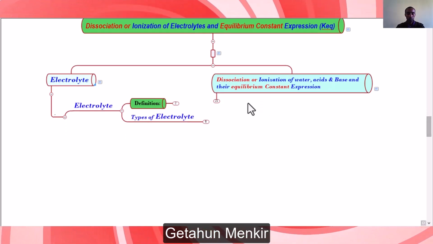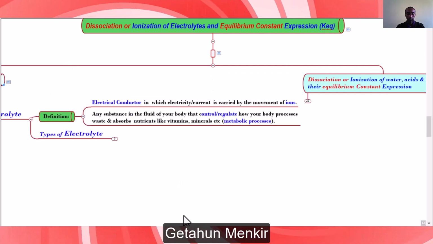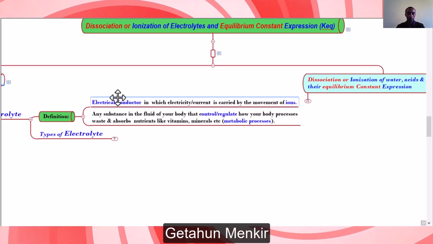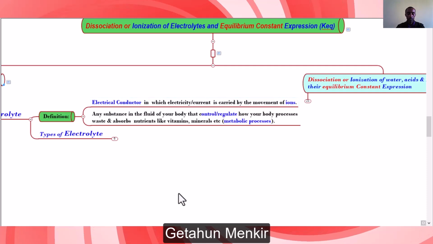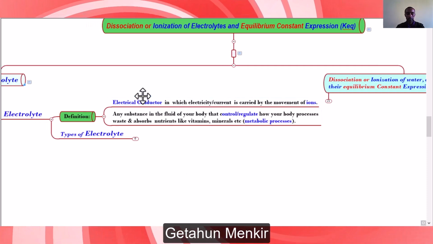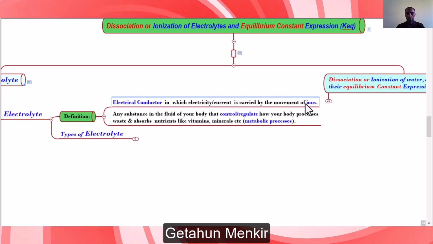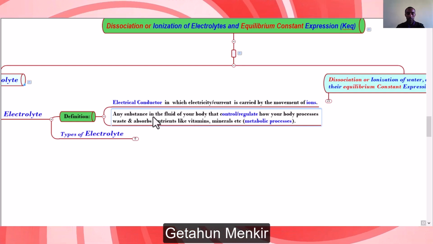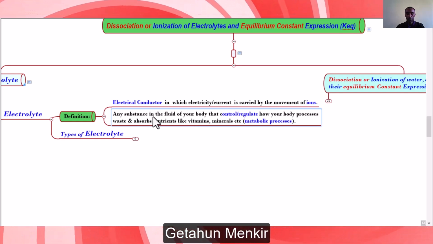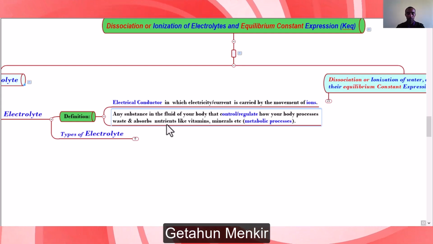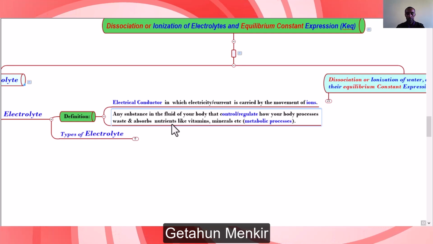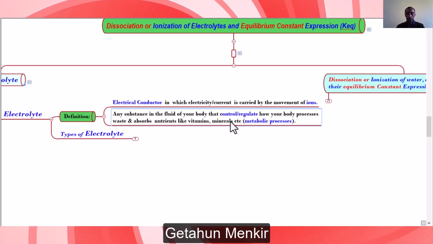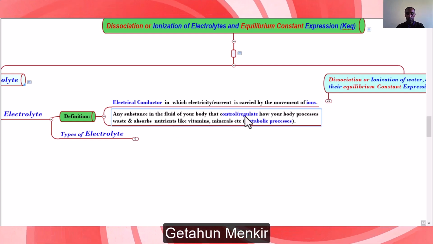So what is an electrolyte? Electrolytes can be defined in terms of chemical expression and in terms of biological expression. The first one is you can define an electrolyte as a substance that conducts heat or electricity by the movement of the ions. Or biologically, you can define an electrolyte as any substance in the fluid of your body that controls or regulates how your body processes waste and absorbs nutrients like vitamins, minerals and the like. So in the biological concept, these electrolytes are any substance that controls or regulates metabolic processes.